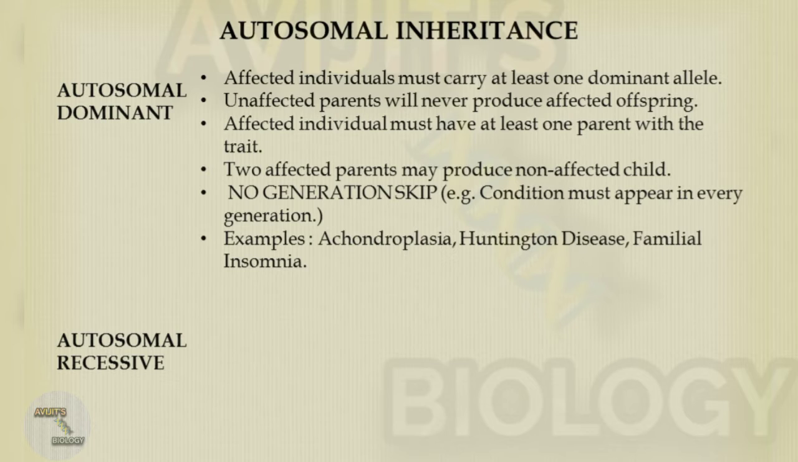And in autosomal dominant inheritance, there is no generation skip. Means if there is a disease in generation 1, then it must be in generation 2 and it must be in generation 3, like that. And these are some examples of autosomal dominant inheritance.